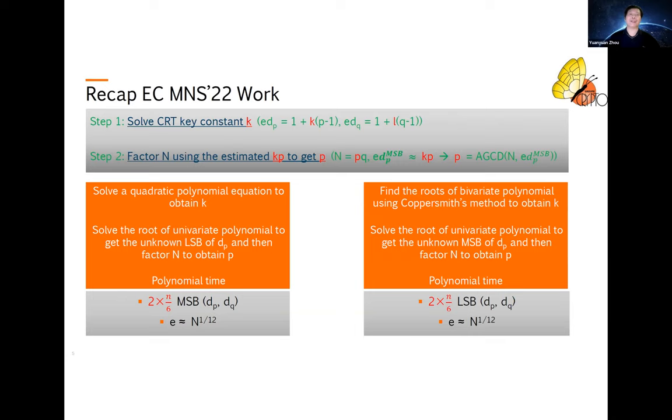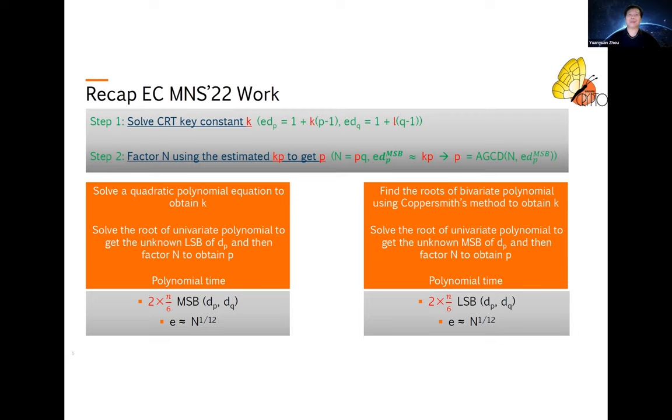Also, I need to first recap this Eurocrypt work, because this is the base of our work. This Eurocrypt work is a two-step approach. First, they try to find the CRT K constant K. And then the second step is to use this found K constant K to estimate K times P, and then factor N to get P using the so-called approximate GCD.